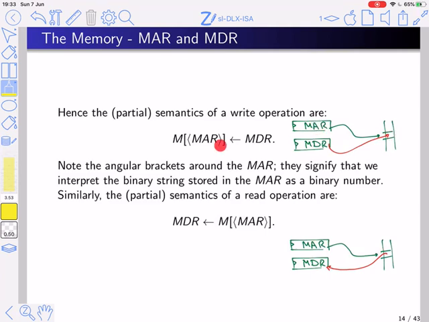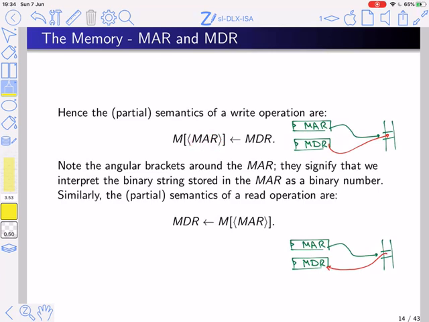In a write operation, the MAR stores this index, and you take the contents of the MDR and you write its contents in the index which is pointed to by the MAR. Now, the MAR points to indices in binary representation. This is why we have rectangular brackets around the MAR.